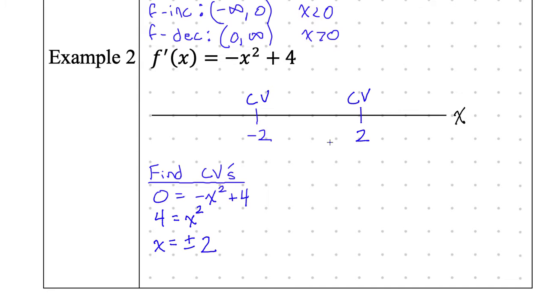Arrow, what's a good test point that's bigger than 2? Okay, we'll choose 3. Claire, what's a good number in between negative 2 and 2? 0. Gio, what should we do over here? 3. Careful. Negative 3. There we go. So these are going to be our test points.